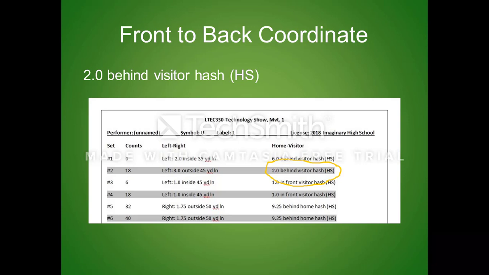With the 2.0, she notes it is 2 8 to 5 steps. Behind, she notes the visitor hash, so she is closer to the visitor sideline. In marching band, we would think of this as the back hash, and the back sideline.